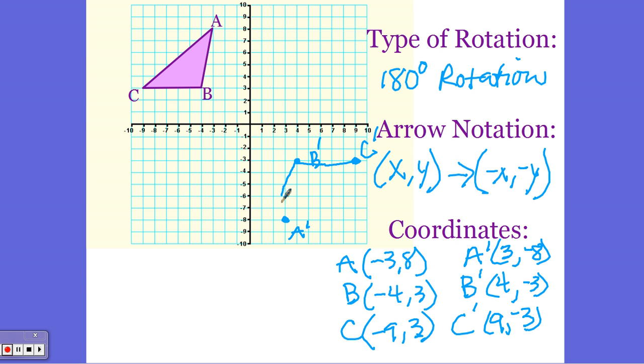Here is my new triangle after a 180 degree rotation.